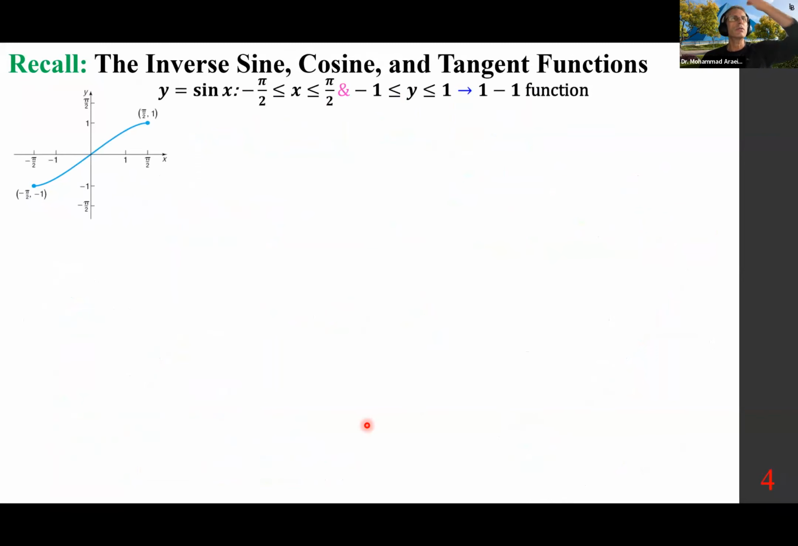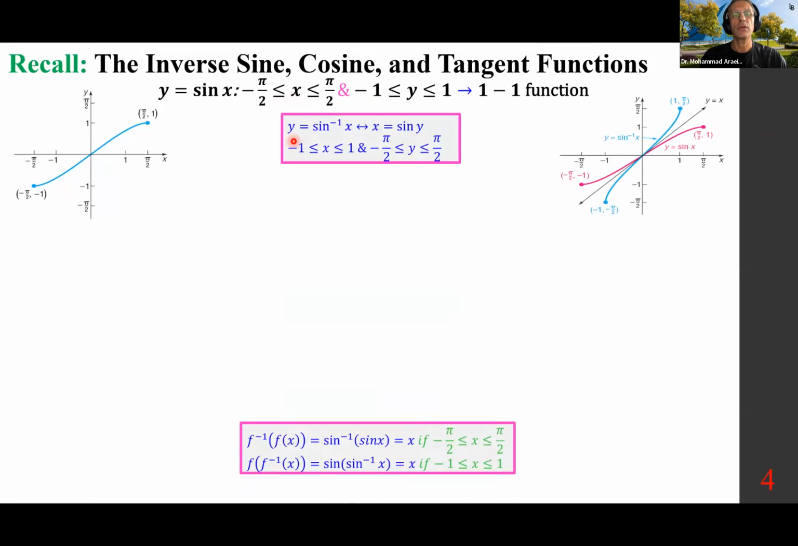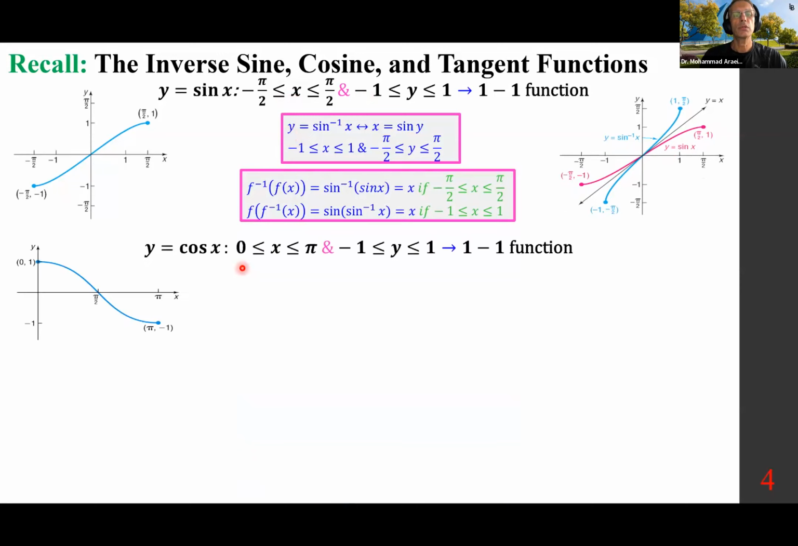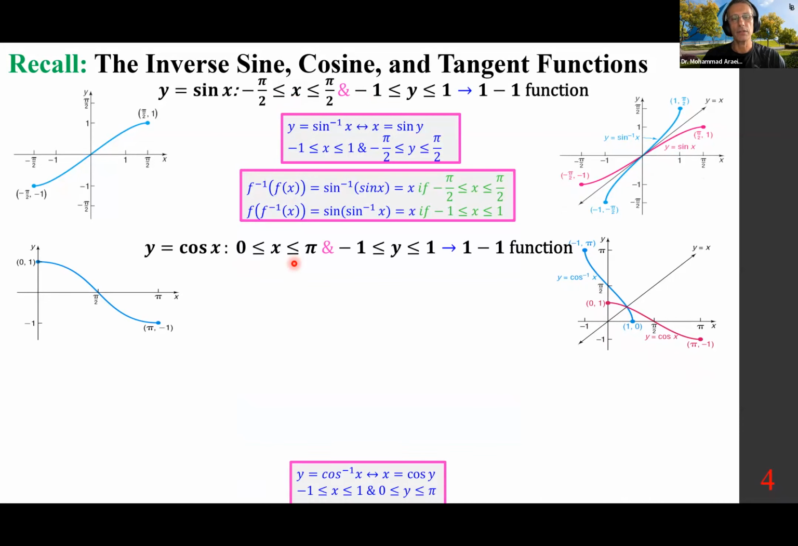As you know, none of them is one-to-one. The restriction we put on the domain makes it one-to-one in the case of sine, and for the same token, tangent and cosecant, we put this restriction and we have an inverse. For cosine, we put the restriction of 0 to pi. That works for secant and cotangent as well, and it has an inverse.